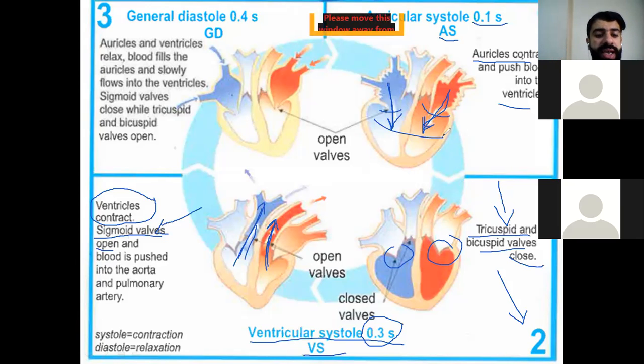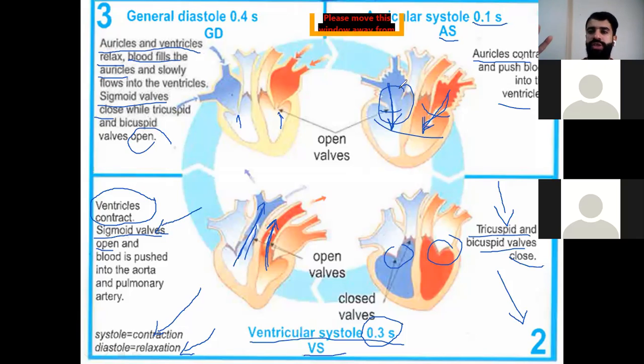The last phase is the diastole. As I said before, systole is contraction. Diastole is the relaxation. So in general diastole, the auricles and the ventricles relax, and blood will fill the auricles and slowly flow toward the ventricles. The sigmoid valves are closed. The bicuspid and tricuspid start to open, slowly, as shown here, not completely like the one shown in the auricular systole.